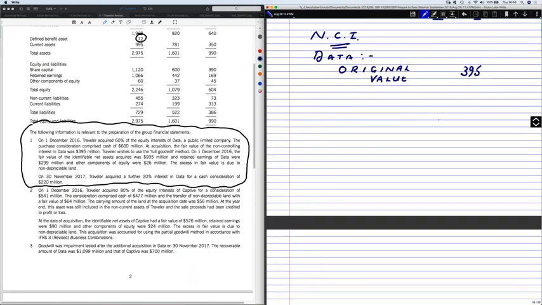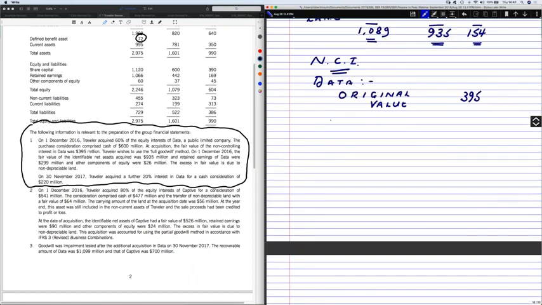Okay, now, what I'm going to say is this: post-acquisition movement.